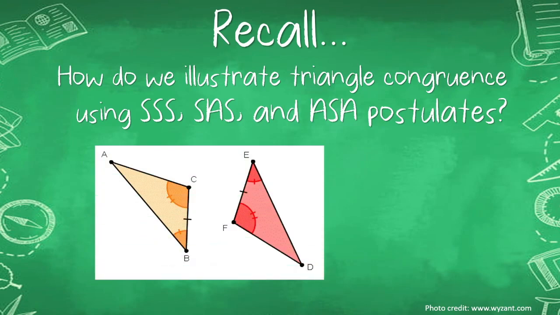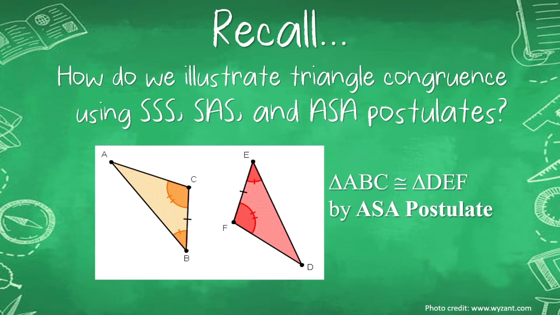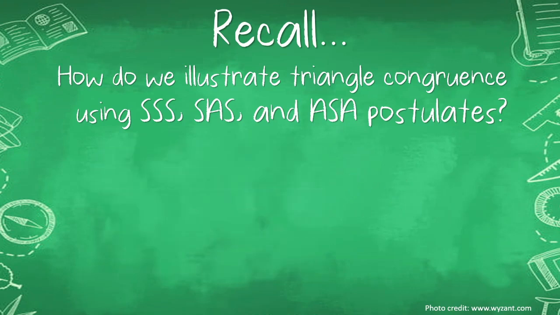Lastly, in between two angles is an included side, emphasized by the markings on each triangle. It also shows that angle B is congruent to angle E, side BC is congruent to side EF, and angle C is congruent to angle F. Therefore, triangle ABC is congruent to triangle DEF by ASA postulate or the angle side angle postulate.